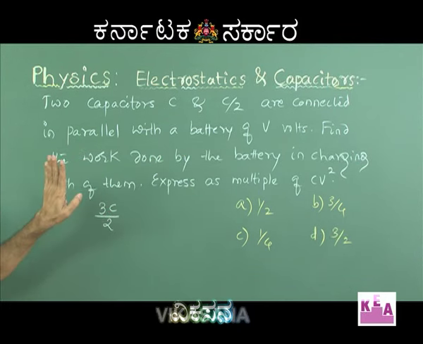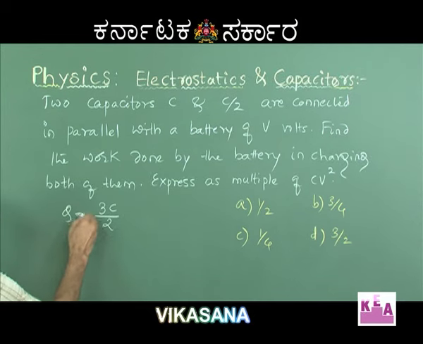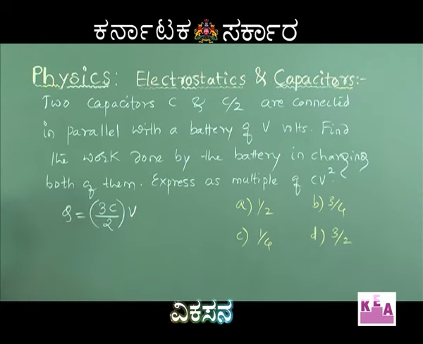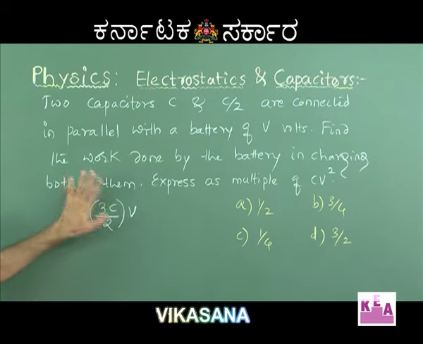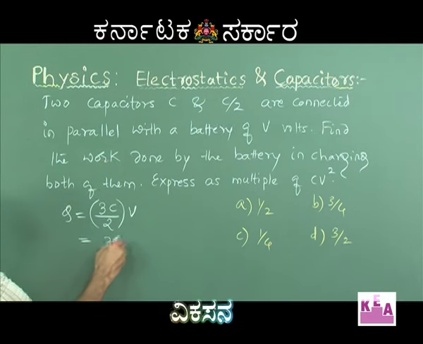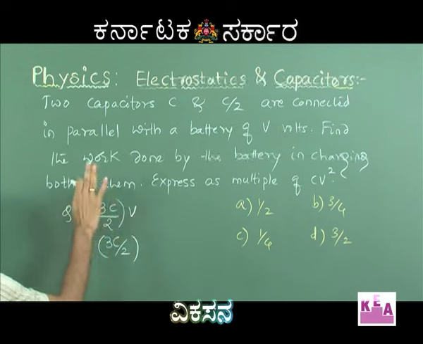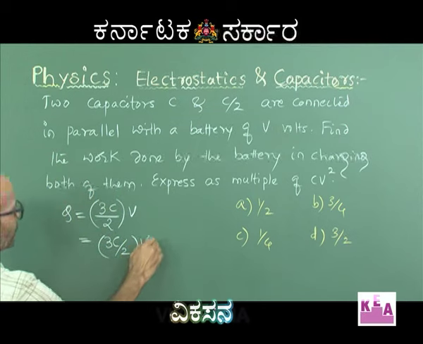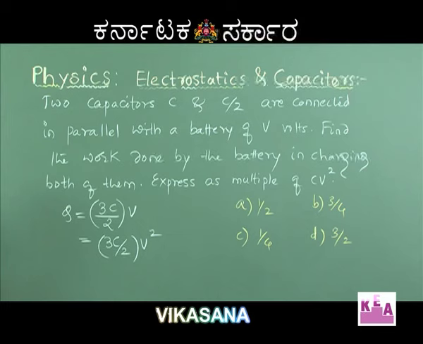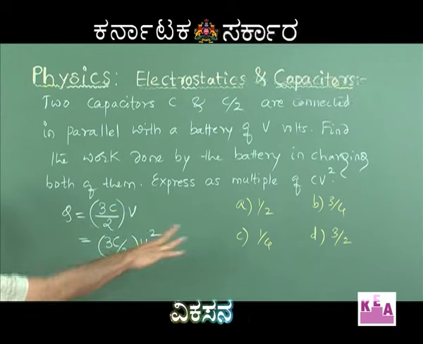Therefore, the charge which must have flown through the battery is Q is equal to CV, that makes it 3C by 2 into V. Knowing the charge and knowing the EMF of the battery, you can multiply the charge by the EMF and say that the work done by the battery is 3C by 2 into V into one more V, that is 3C by 2 into V square, and he wants you to express the answer as a multiple of CV square. So, that makes 3 by 2 as the right option. So, D is the correct option here.